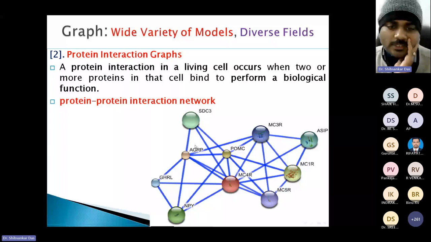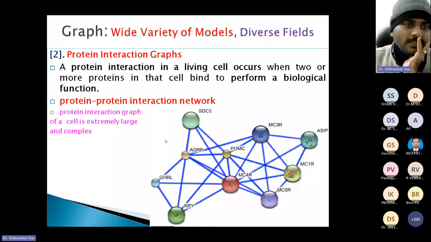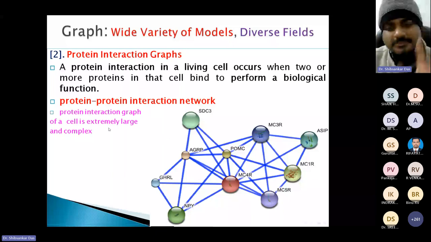So the proteins are represented by vertices, and there is an edge if they are performing a certain biological function. It is also called the protein-protein interaction network. This kind of cell graph is extremely large and complex.